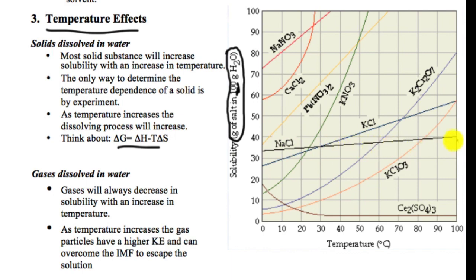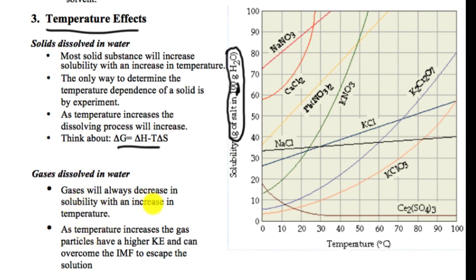Obviously, sodium chloride doesn't change that much, whereas potassium nitrate increases drastically. It's a huge slope. Okay, so you should know this, right? If you heat up water, you can dissolve more salt or more sugar into your water. Now, the last one is gases, and that would be gases dissolved in water.